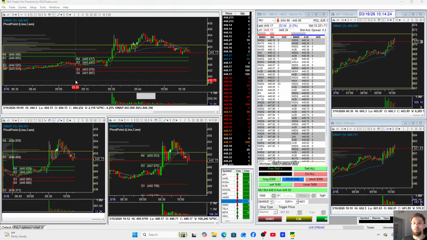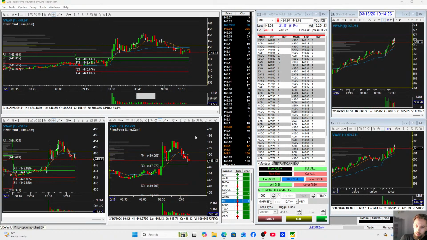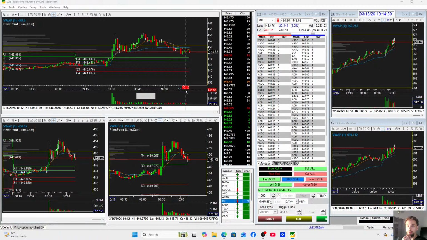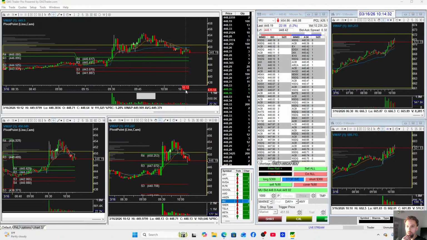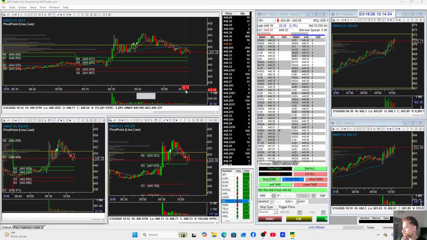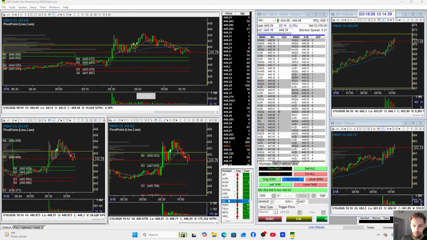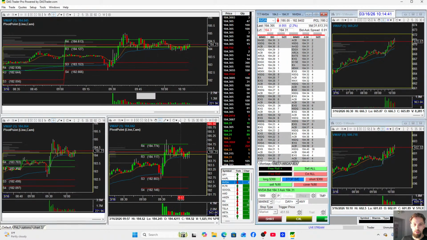Yeah, it's hard to imagine MU. I mean, MU's already extended so much. It's already made $22 on the day. Already up $22 on the day, so it's just hard to imagine.